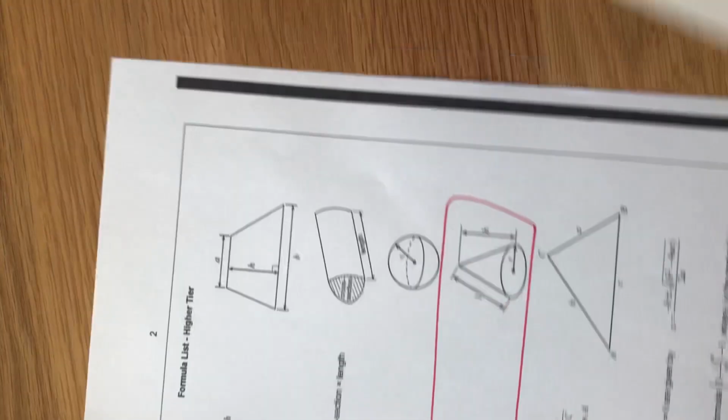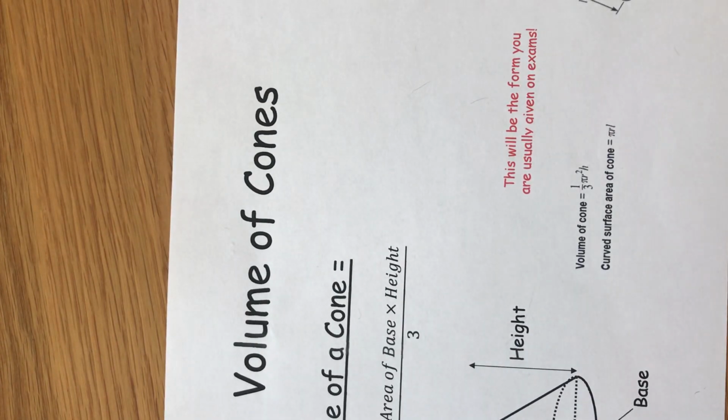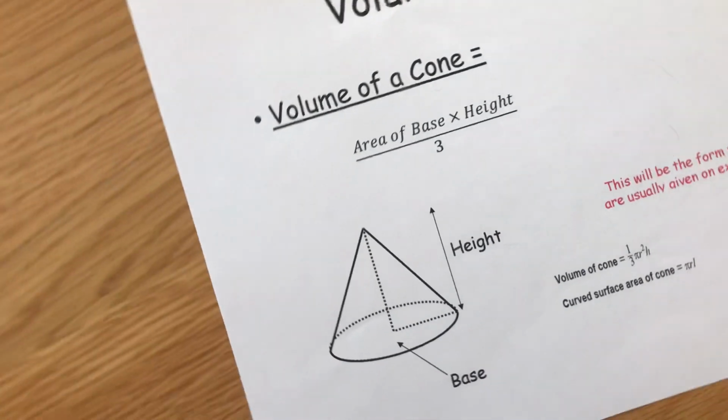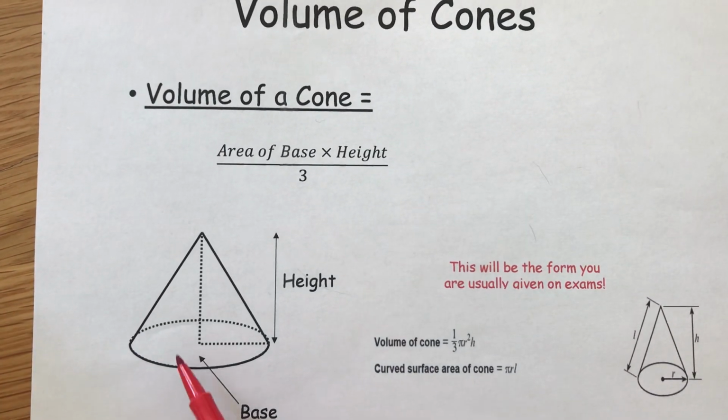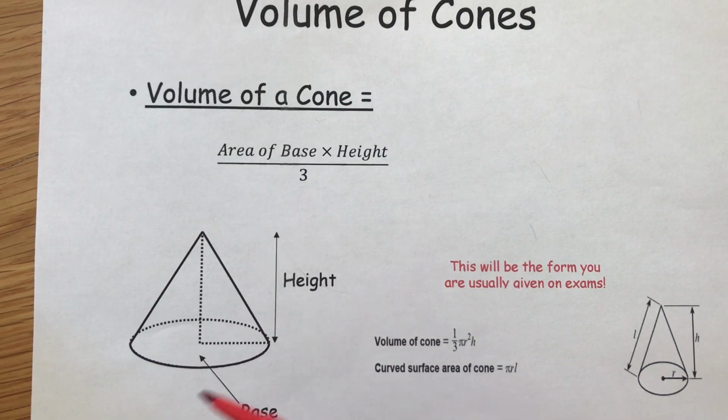So we have a look at what a cone looks like in detail, and we can see hopefully that we've got our base, which is the bottom, and then our height, which is how tall the shape actually is, or how far the shape would actually go back, okay?